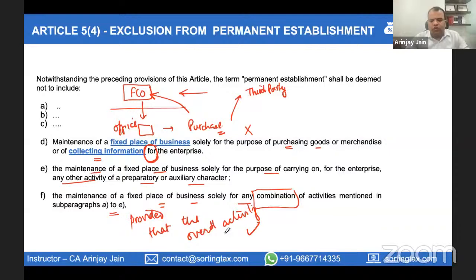So I guess there are no more questions. So with that, I would like to just end this session here. It's ending a bit earlier today, but I guess I don't want to get into another segment and leave it half-hearted there. We will do another session where we are going to cover the remaining part of Article 5, as well as the business profit concept.